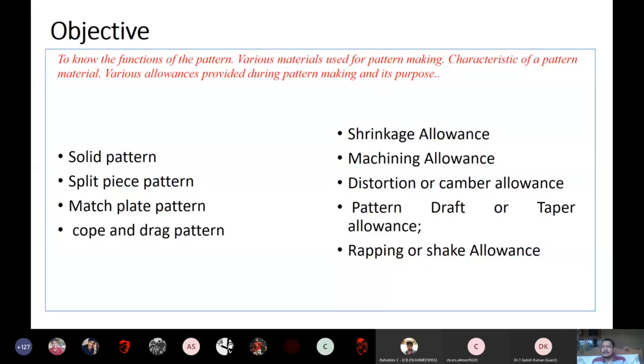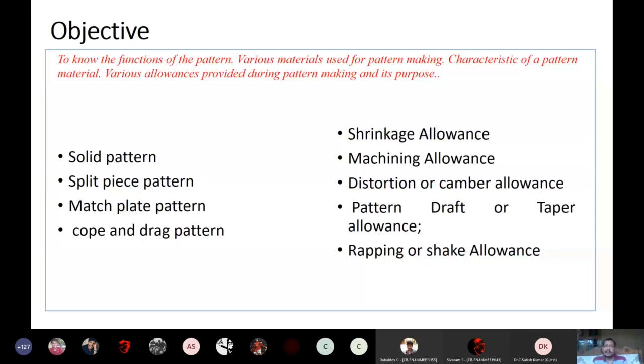So the keywords which will come in this class are solid pattern, split pattern, match plate pattern, cope and drag pattern. So that's on the pattern side, which is prescribed in the syllabus. Allowance, we will have shrinkage allowance, machining allowance, distortion or camber allowance, pattern draft or taper allowance, warping or shake allowance. So these are the words which we can see in the coming slides.